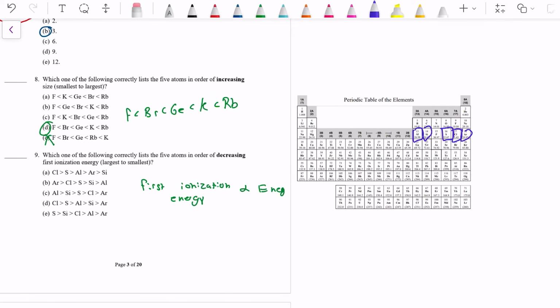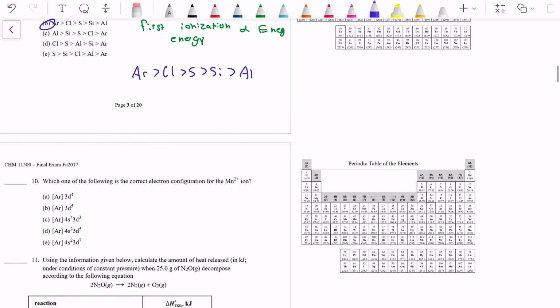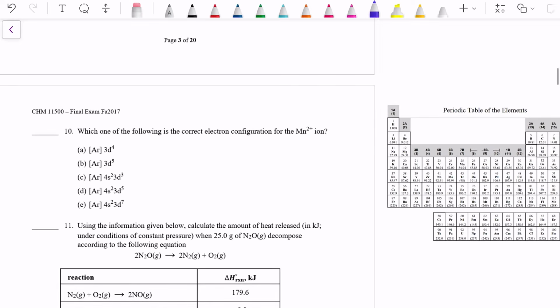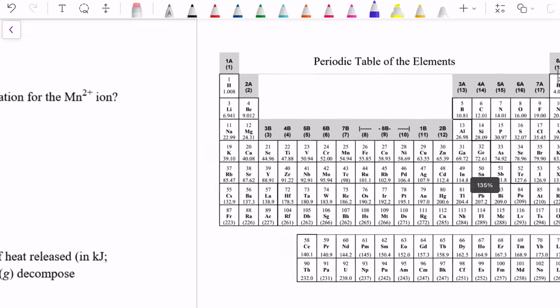Okay. So we know the first ionization energy increases in the direction of that arrow. Therefore, argon is the most, and then it would just be chlorine, sulfur. So I'm just reading right to left. Silicon, aluminum, which leaves us with answer choice B, 9B. 10. Which one of the following is the correct electron configuration for the manganese 2+ ion?